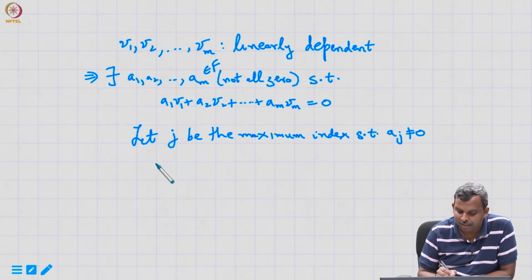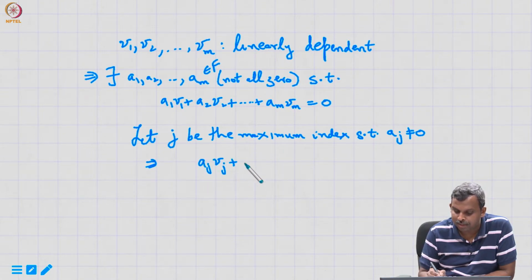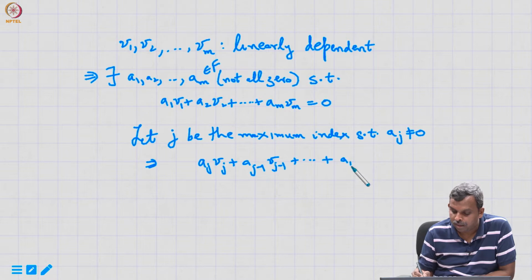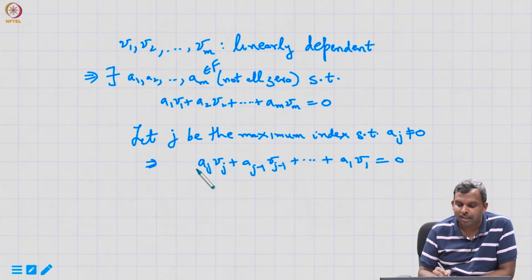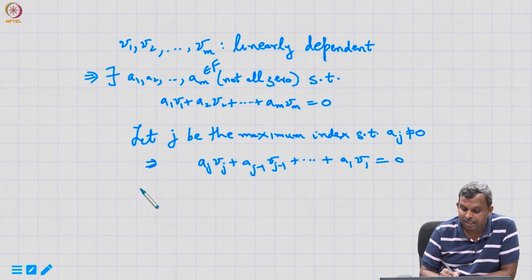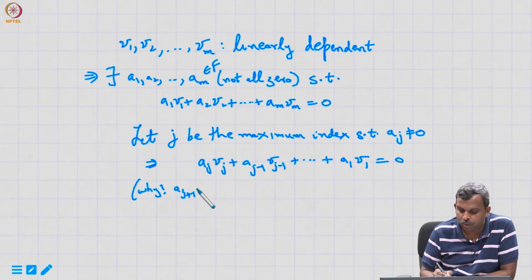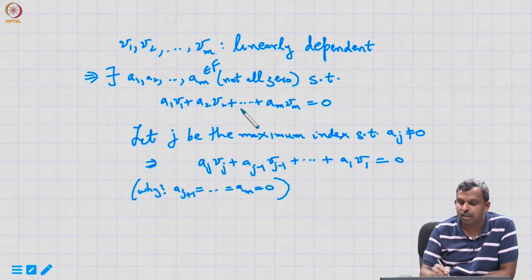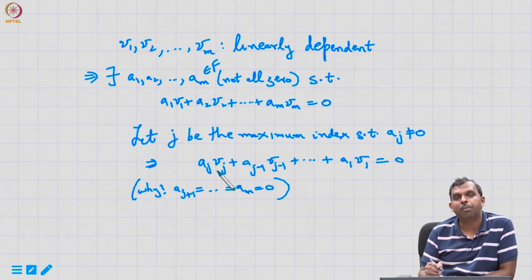Okay, so now what happens? Once you write it like this, that will imply Aj Vj plus Aj minus 1 Vj minus 1 plus so on till A1 V1 equals 0. Why is that? Because once you say J is the maximum index such that Aj is not equal to 0, Aj plus 1 equals so on till Am equals 0, right? So in this summation, all of them will disappear, and Aj is not equal to 0, so I can multiply by 1 by Aj.